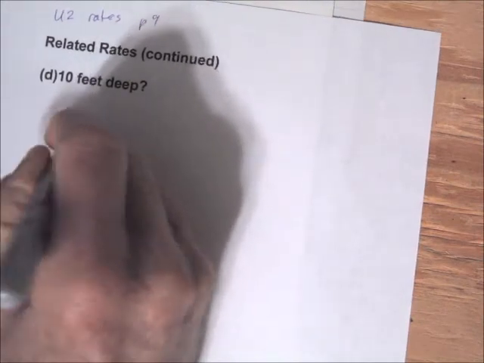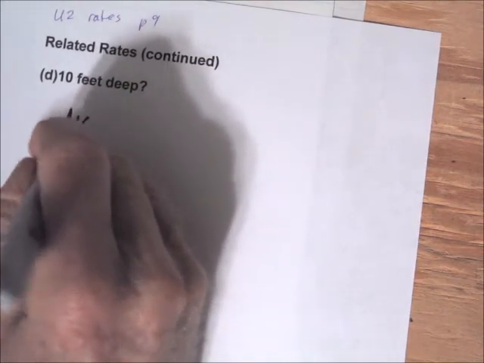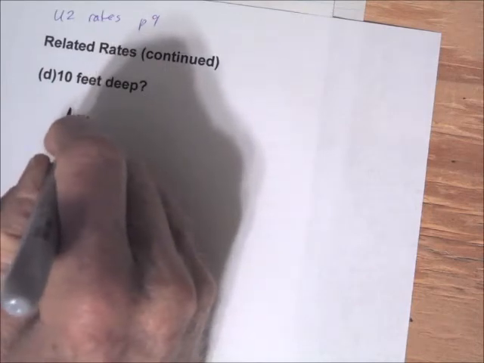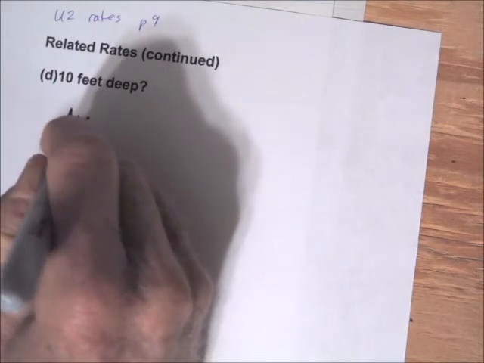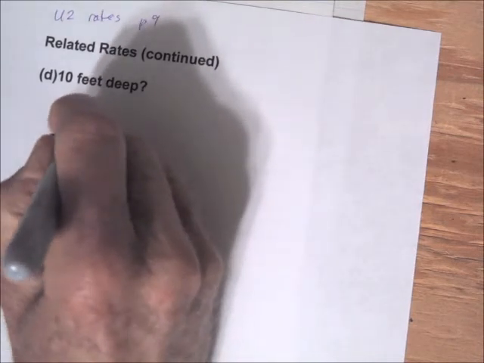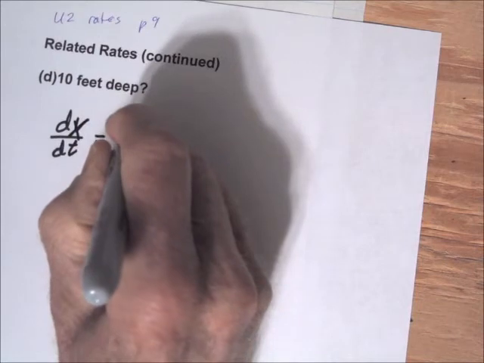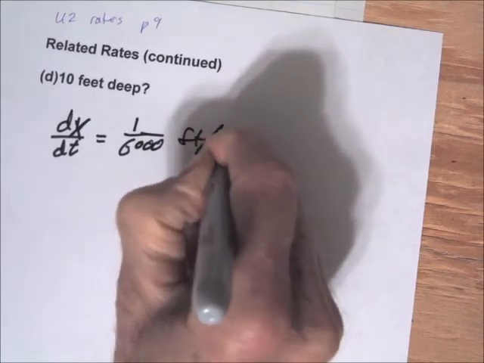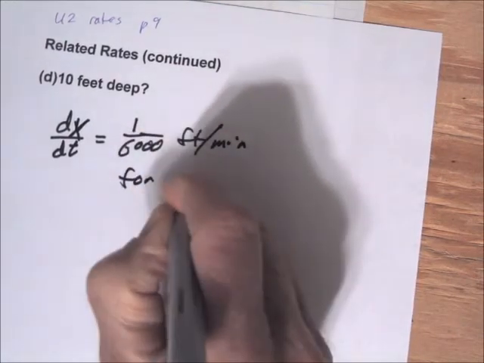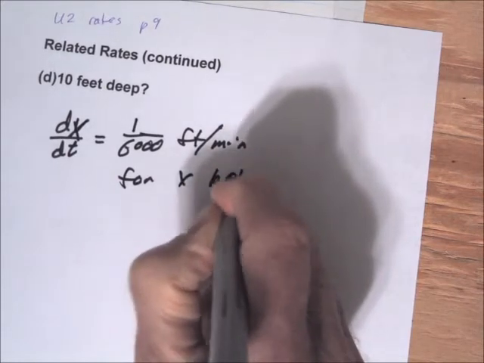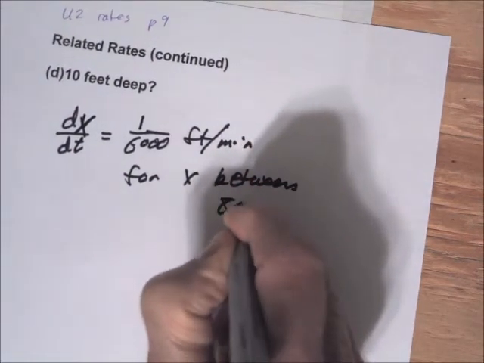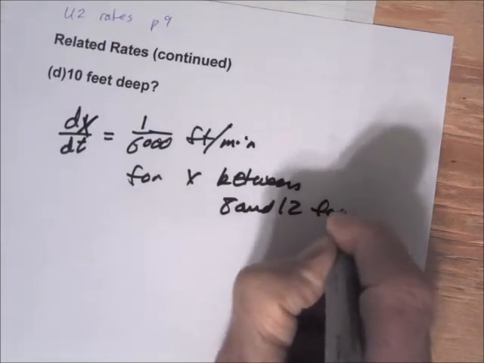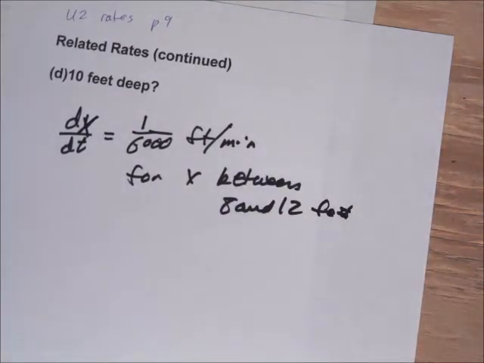So it doesn't change. It's going to be constant between depth 8 and 12. It's constant, so dV dt, or dx dt rather, is equal to 1 over 6,000 feet per minute for x between 8 and 12 feet. It's constant over that interval. Okay, so another example, example 5.